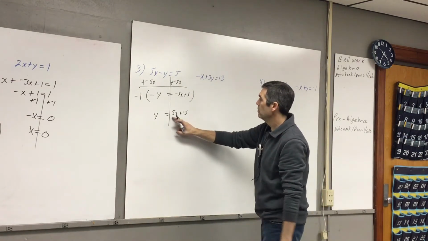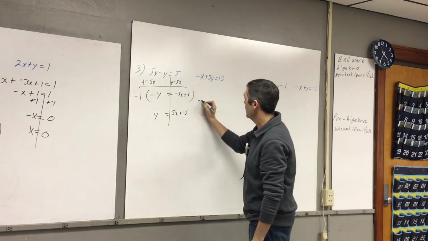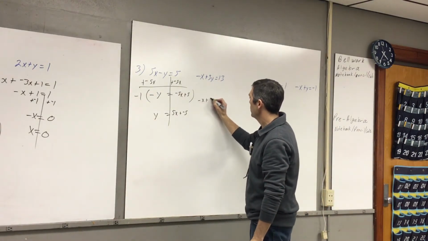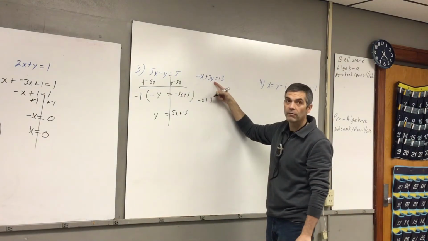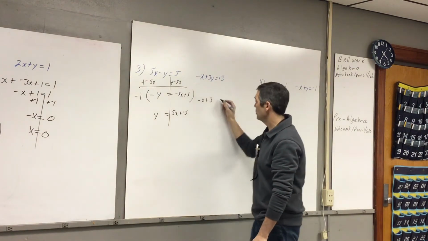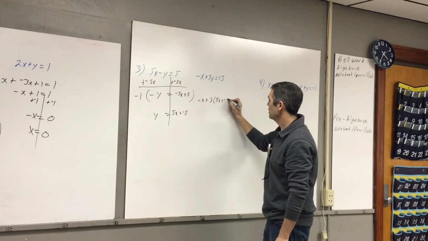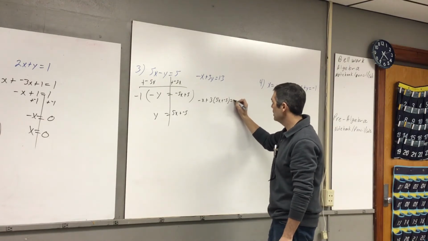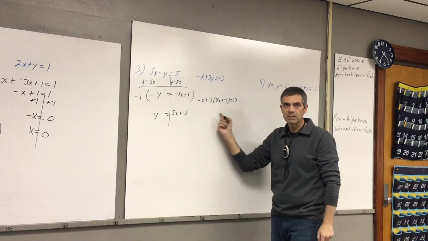Okay? So it's going to go in for the y. Now watch this because this is important, right? I've got negative x plus 3. The 3's still there and it's getting multiplied times whatever y is. So 3 times all of this. So this goes in parentheses. 5x plus negative 5, parentheses, equals 13. Very important step. Don't mess that up.